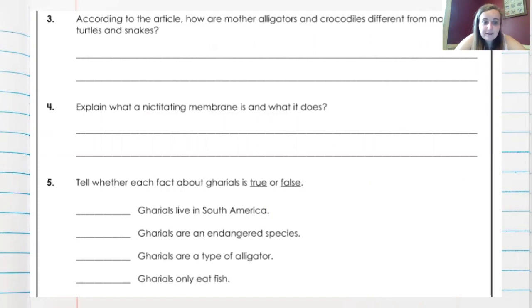Number 5 says, tell whether each fact about gorillas is true or false. So gorillas live in South America. True or false? The second one says gorillas are an endangered species. Is that true or false? The third one says gorillas are a type of alligator. Is that true or false?